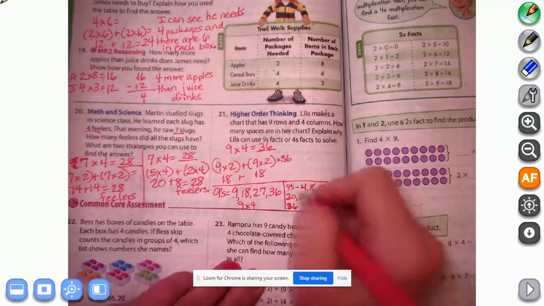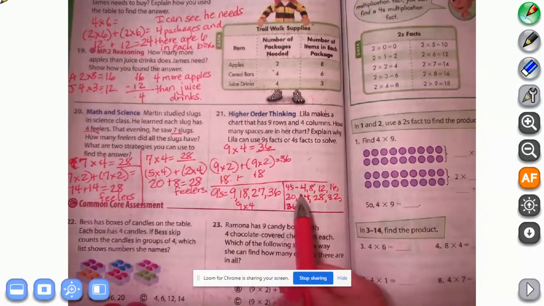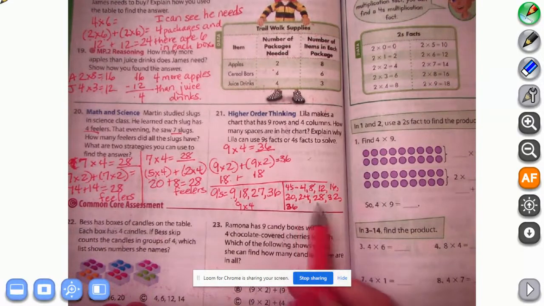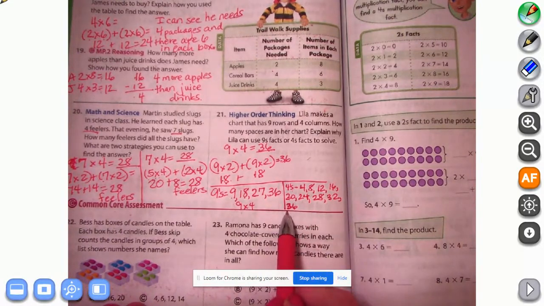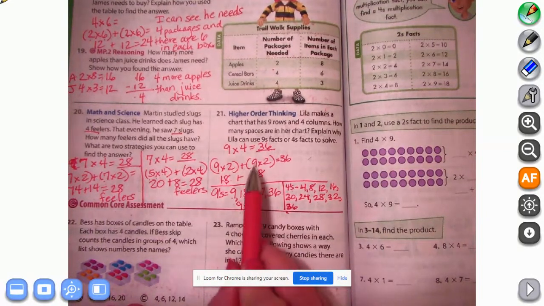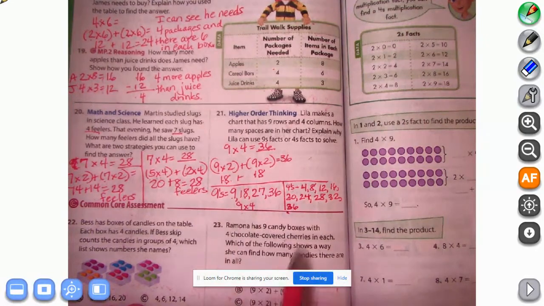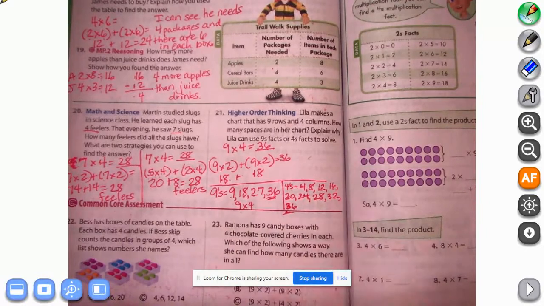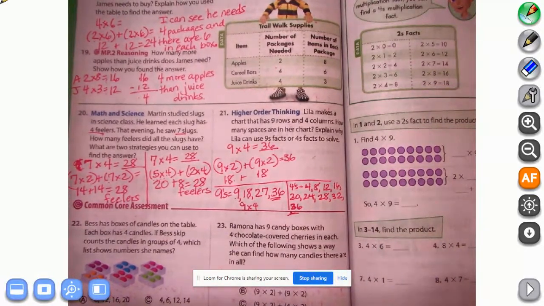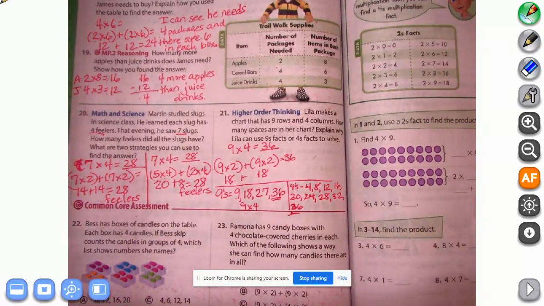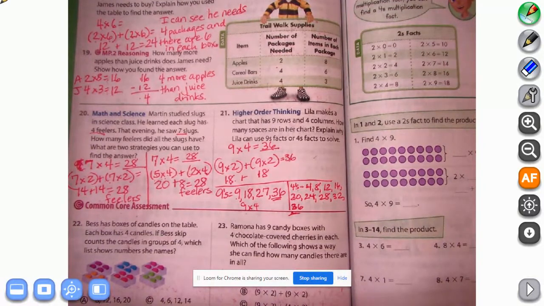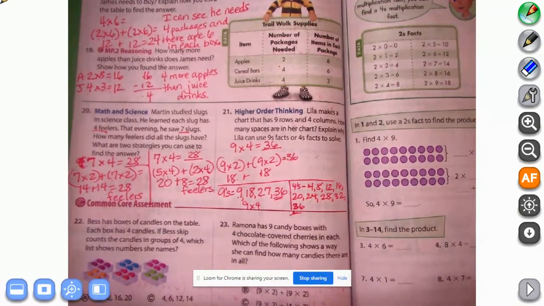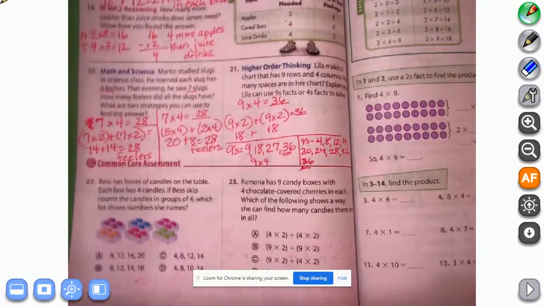So we skip counted by 4s 9 times. 1, 2, 3, 4, 5, 6, 7, 8, 9. Skip counted by 4 9 times. We've got to 36. On this one, we skip counted by 9 4 times, and we got to 36. Okay, go ahead and get that written down. Great. Go ahead and push pause. 1, 2, 3, pause.